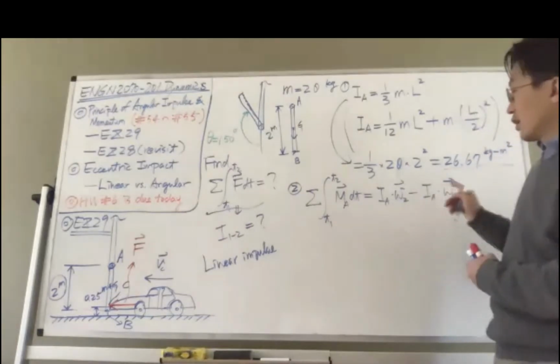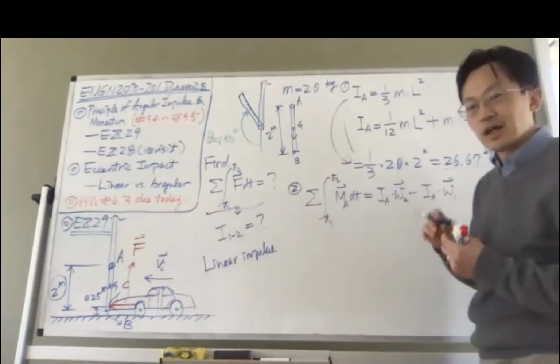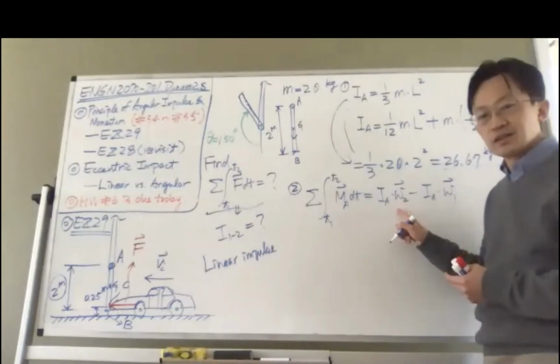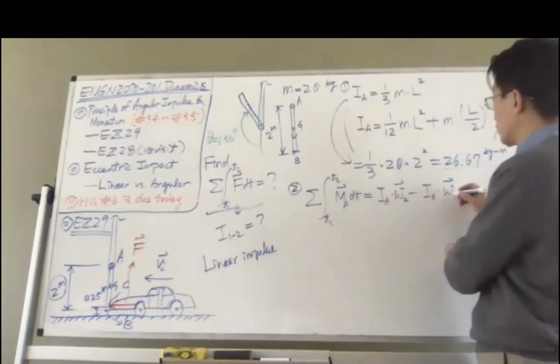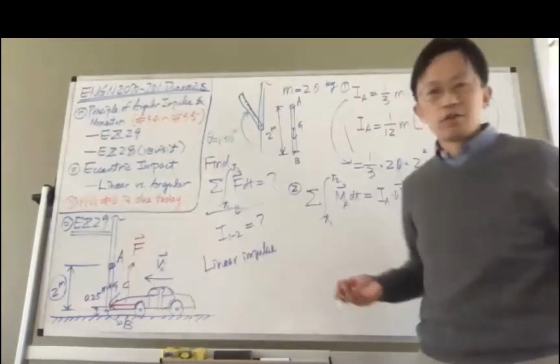Which means in this formulation, the first thing you want to figure out is what is the angular velocity at the moment when the car has been hit. So the initial velocity, of course, is going to be 0 because before the car hits the door, there's no velocity.